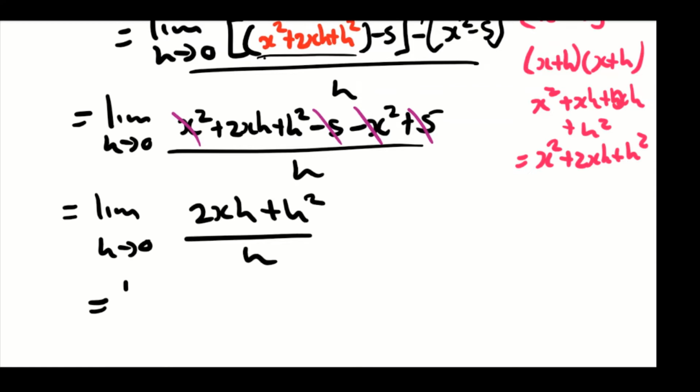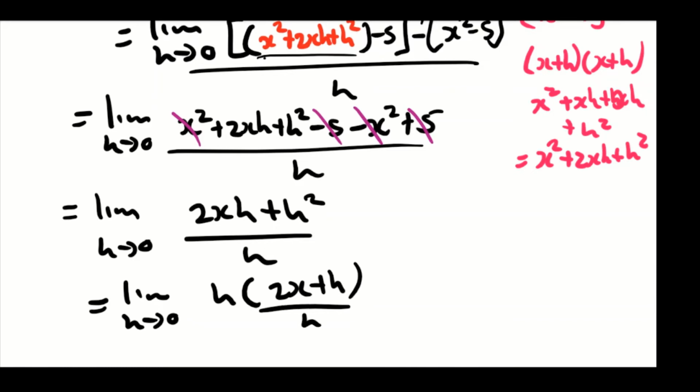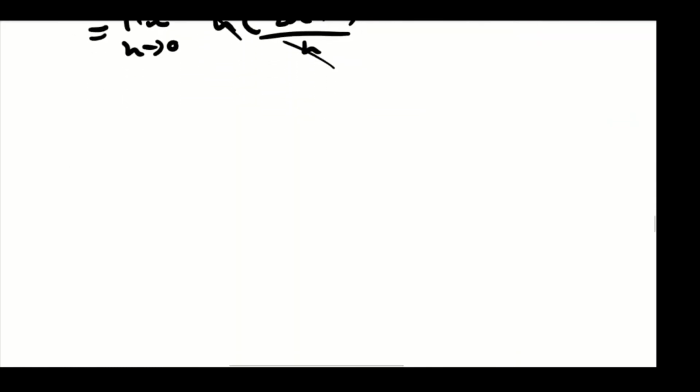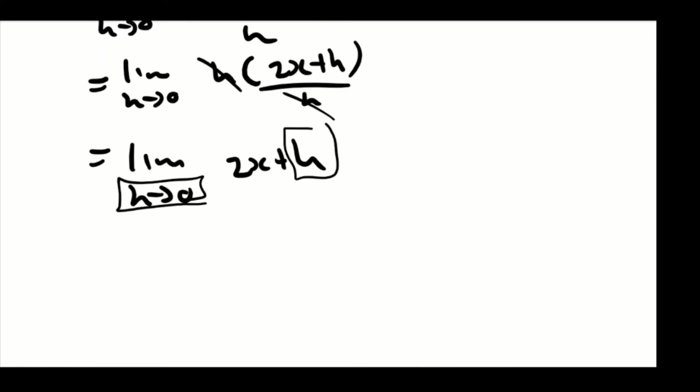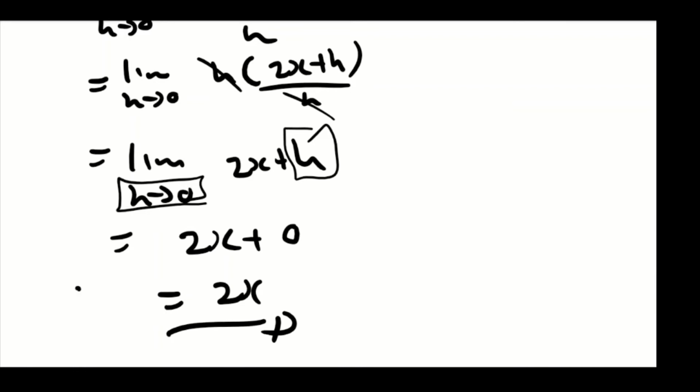So we're just going to factorize with the limit when h approaches 0, so it's h into 2x plus h over h. So we divide out the h and we remain with the limit when h approaches 0 of 2x plus h. So we substitute this 0 where there's h, so it's going to be 2x plus 0, so it's going to be 2x. So this is the final answer of our derivative, right?